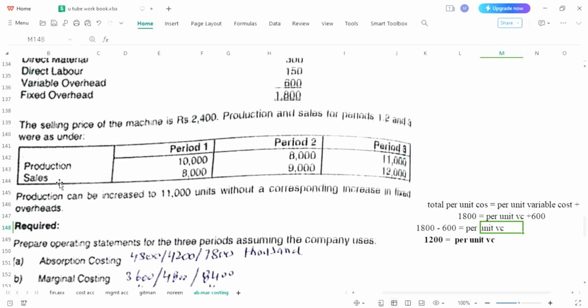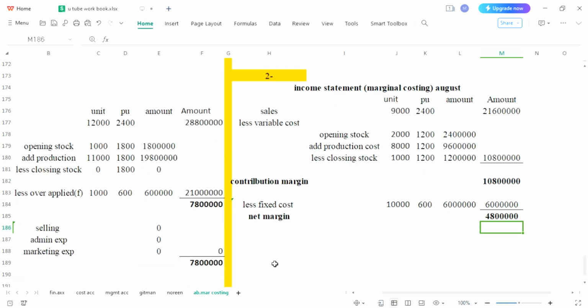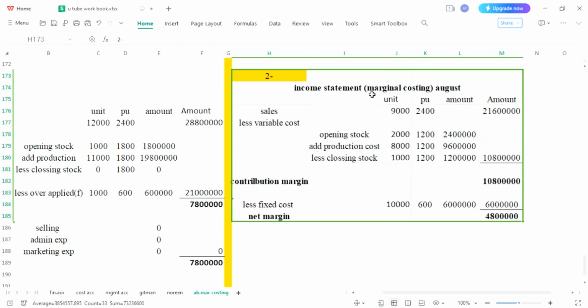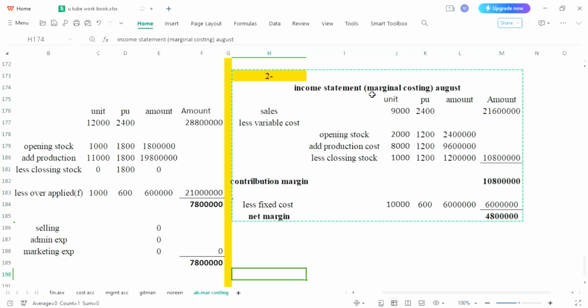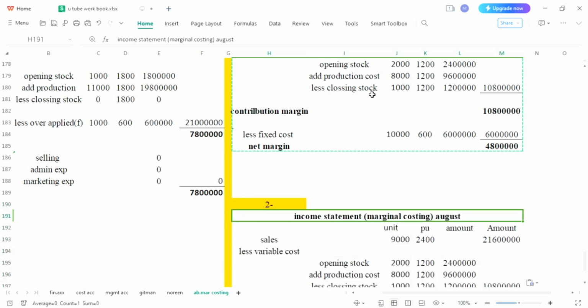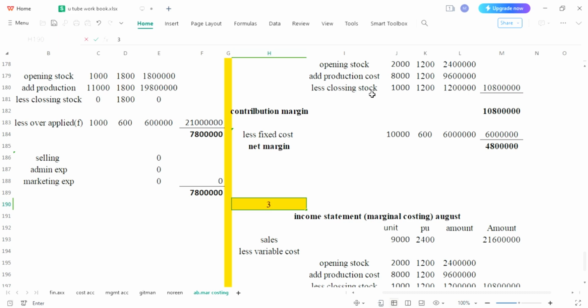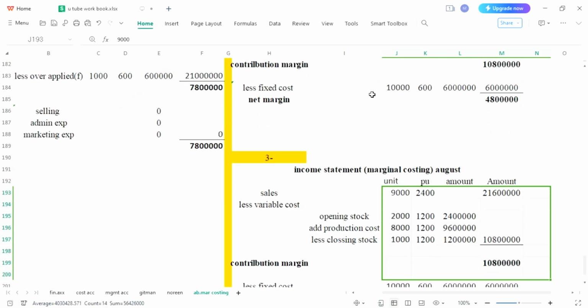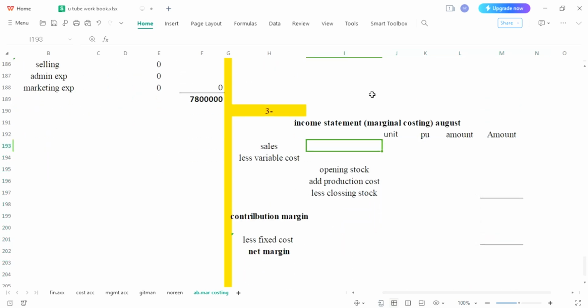Go above. Marginal costing, second part, 4800,000 and this is your second part, 4800,000. In this way, the income statement according to marginal costing for the second period is completed, and we will use these statements to make our third period statement of marginal costing. We are going to start the third, and naturally these amounts were used for calculation of the second part. Now they are not needed, we will remove them.